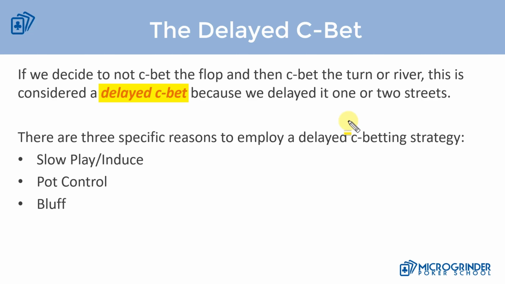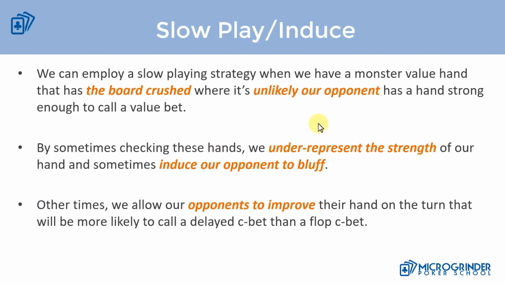Now, there are 3 specific reasons for employing a delayed c-betting strategy, and that's what I want to really discuss in this video, and that's what these hand history reviews are really going to focus in on. Those 3 reasons are: number 1, to slow play our hand and to induce our opponents to bet with worse hands; to pot control with a hand that really isn't strong enough to c-bet; and then to bluff with a hand that doesn't have great showdown value. So let's go ahead and talk about these 3 individually.